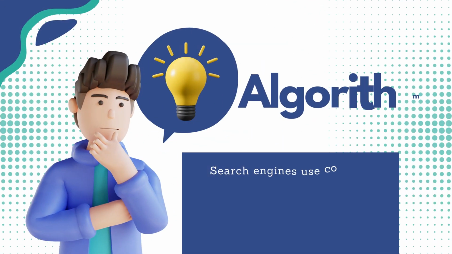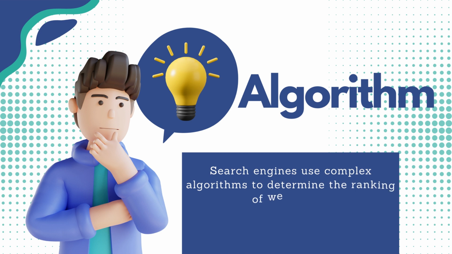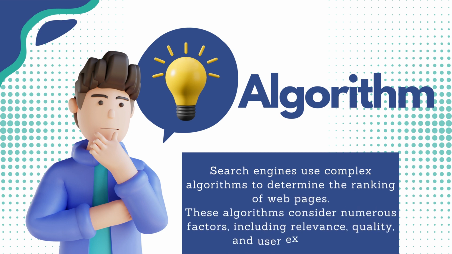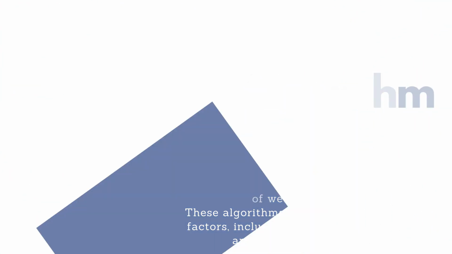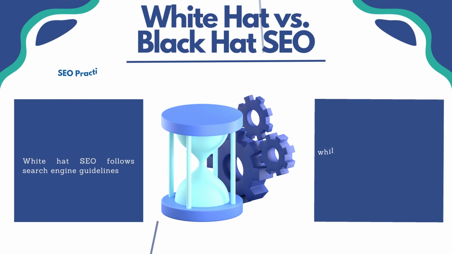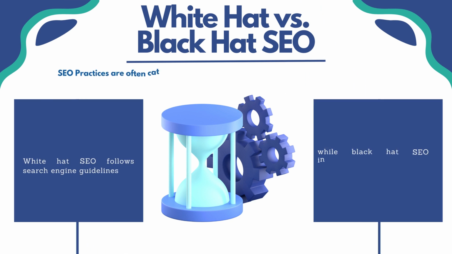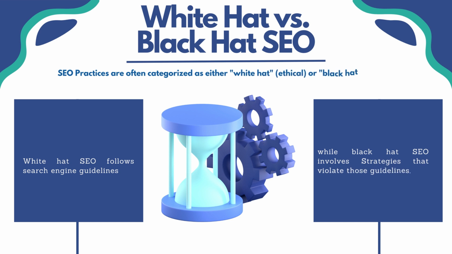Let's understand algorithm. Search engines use complex algorithms to determine the rankings of web pages. These algorithms consider numerous factors, including relevance, quality, and user experience. Let's understand white-hat SEO versus black-hat SEO. SEO practices are often categorized as either white-hat, ethical, or black-hat, unethical. White-hat SEO follows search engine guidelines, while black-hat SEO involves strategies that violate these guidelines.